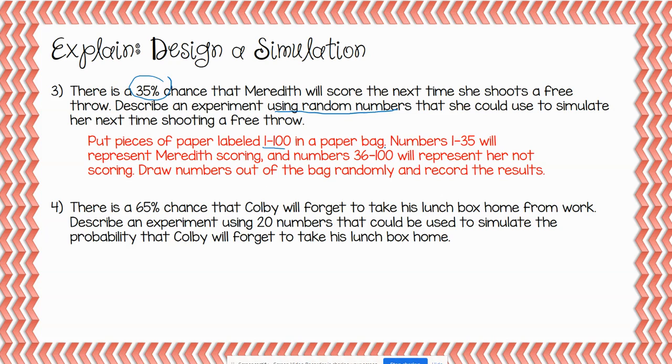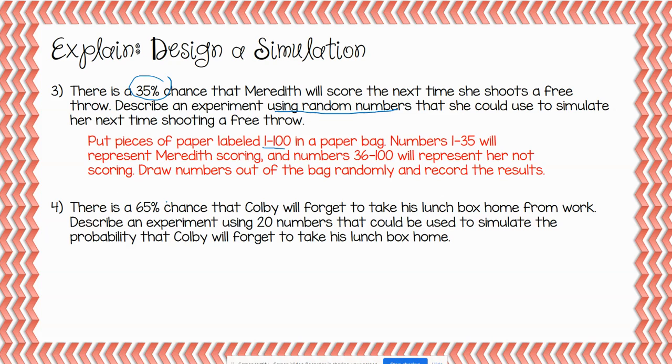And I could just put them in a bag. 1 through 35 is 35%. So any number that you would choose that was 1 through 35 would represent Meredith's scoring. And any number 36 through 100 will represent her not scoring. Then you would just draw numbers out of the bag and record the results.